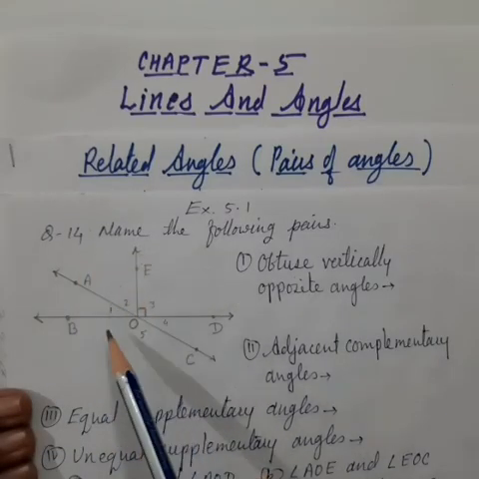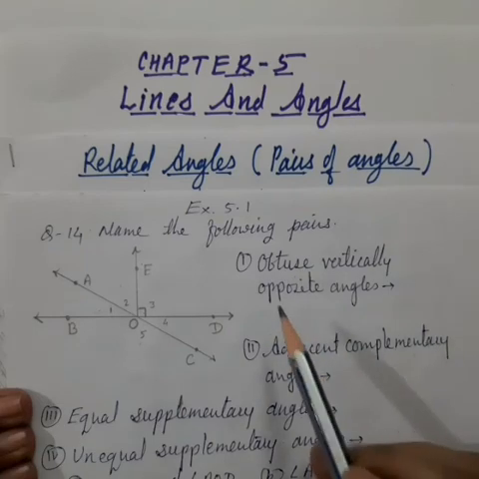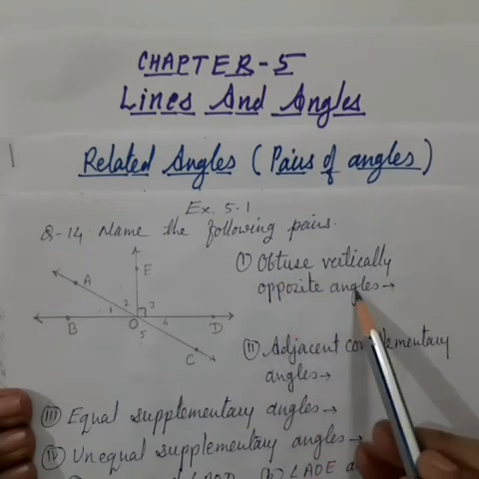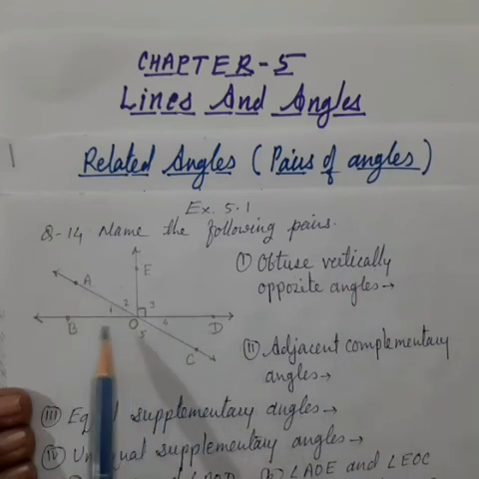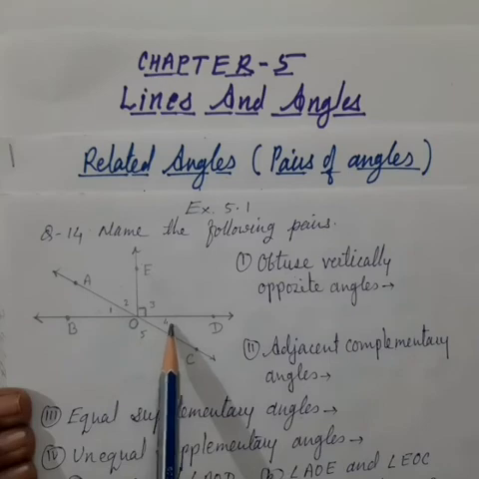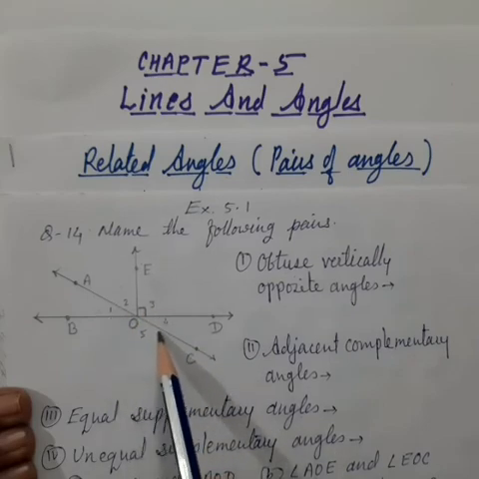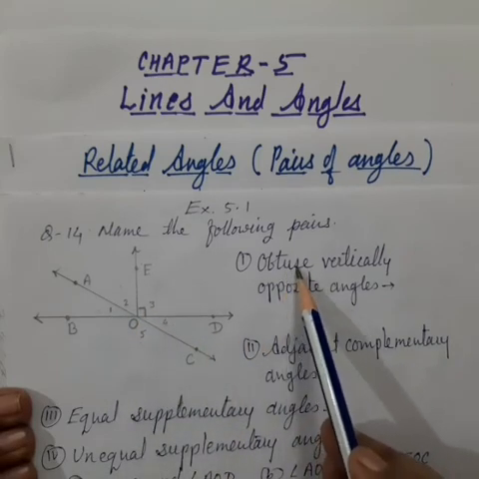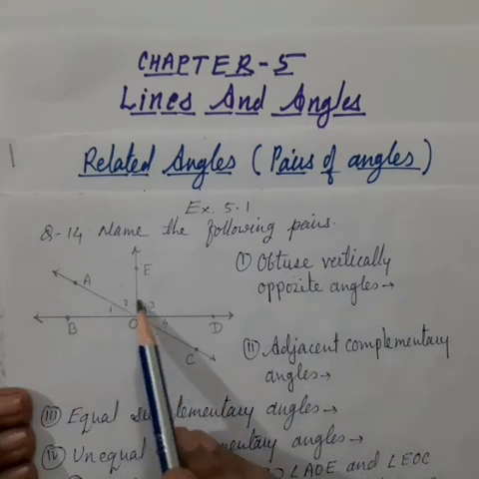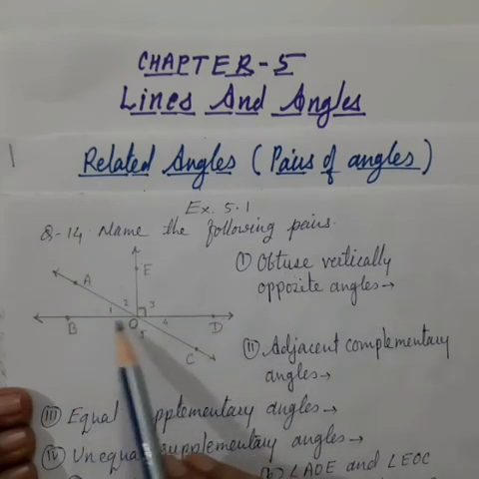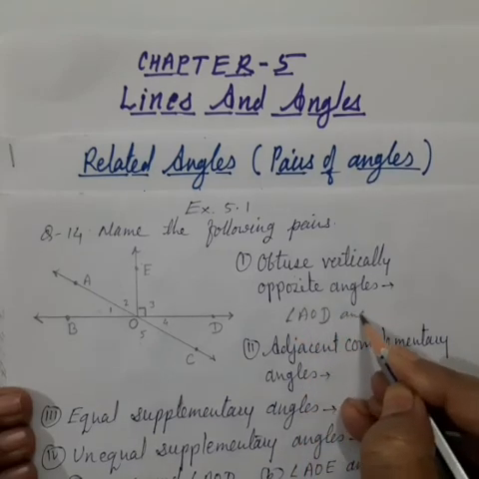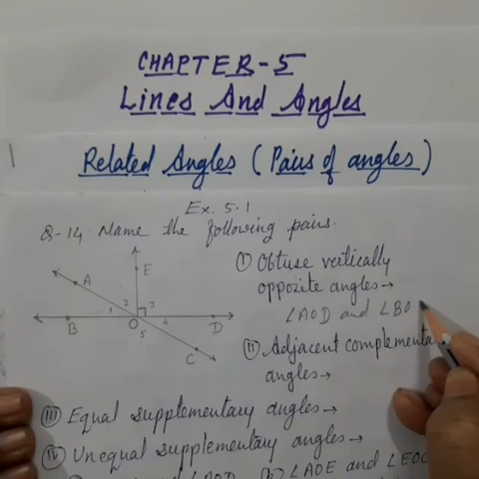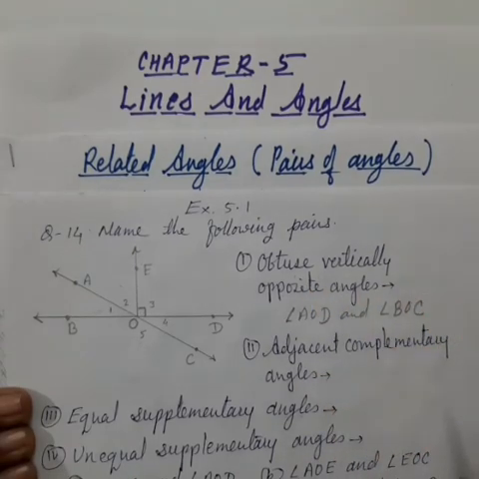Question 14. In this figure, we have to write all these pairs of angles. First, obtuse vertically opposite angles. Vertically opposite angles are made by the intersection of two straight lines. So these are vertically opposite angles and these are also vertically opposite angles. But we want obtuse, meaning greater than 90 degrees. So we want this pair, AOD and BOC. Angle AOD and angle BOC are obtuse vertically opposite angles.